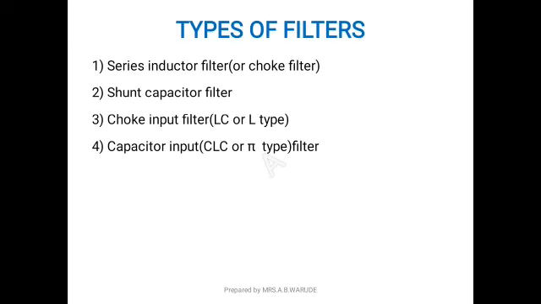And these filters are classified into four types. First is the series inductor filter, also called the choke filter. Second is the shunt capacitor filter. Third is the choke input filter, also known as the LC or L type filter. Fourth is the capacitor input filter, also called the pi type filter or CLC filter. CLC means here two capacitors and one inductor are used.